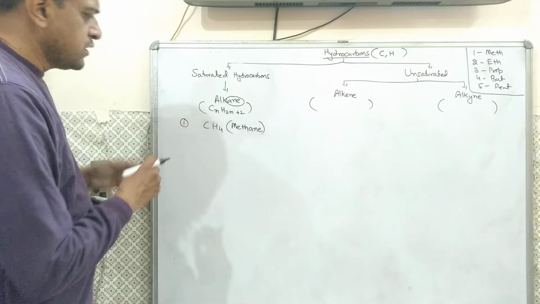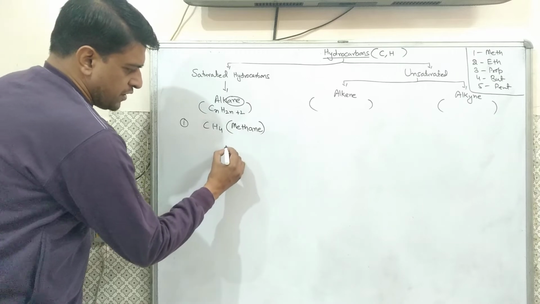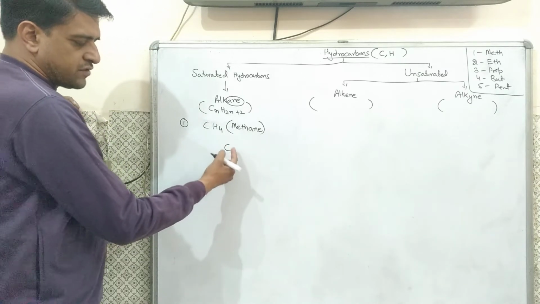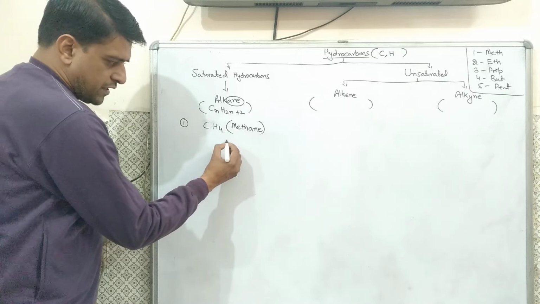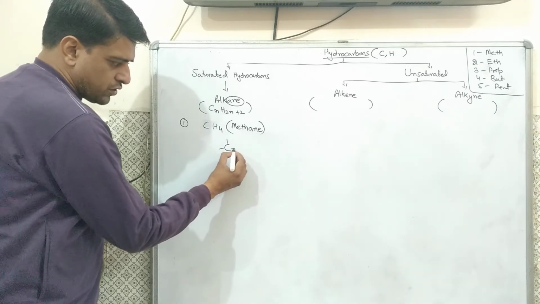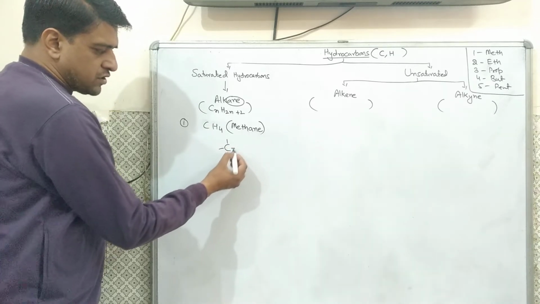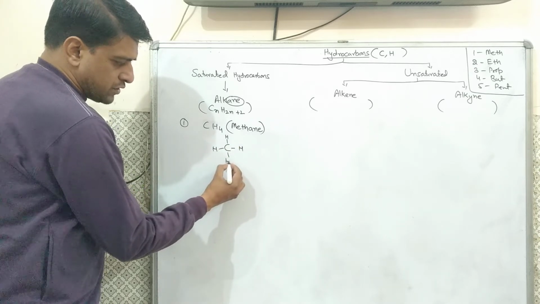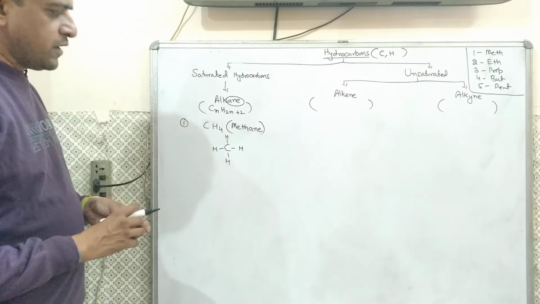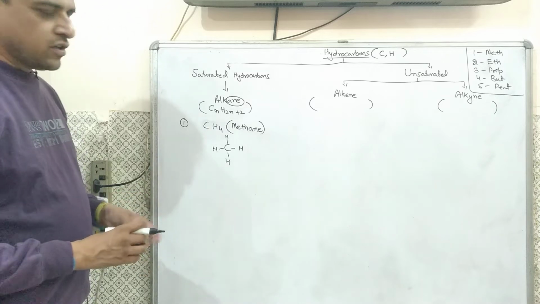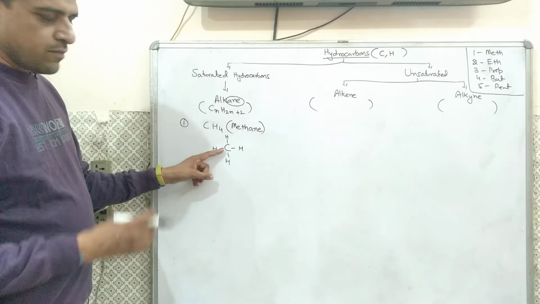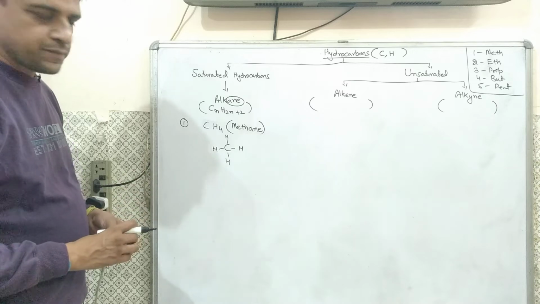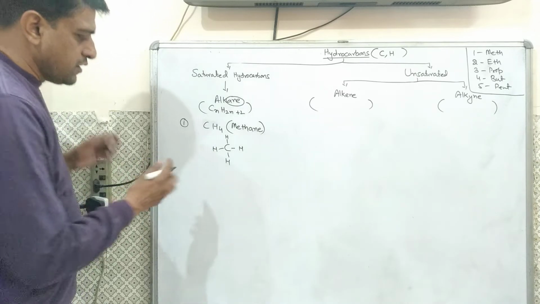Now the structure of methane will be like this: one carbon, and it should be fully satisfied with its 4 valency, that is 1, 2, 3, 4, and each valency should have one hydrogen atom. This is the only point. While drawing any structure, you should keep in mind each carbon must have 4 valency or 4 bonds. Now this is the structure for methane.